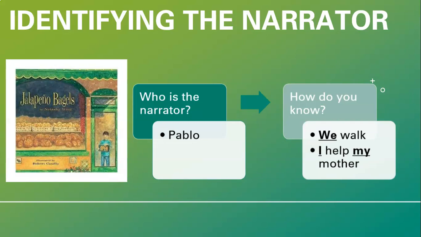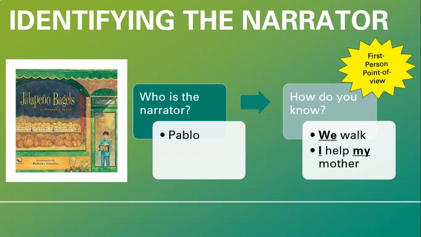Well, he uses words like we walk, we mix the ingredients, I help my mother. I could take the empanadas to school. I could take the pan dulce to school. So we can use the language in the sentences themselves to identify the narrator. This is what we call first person point of view. Pablo is a character in the story, and he is the one telling the story. So we are experiencing the story through his perspective.